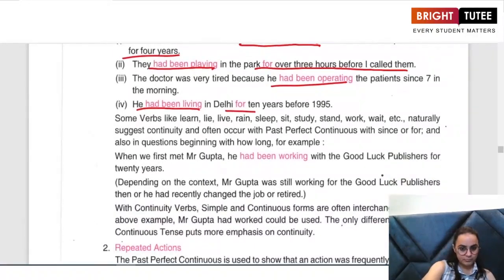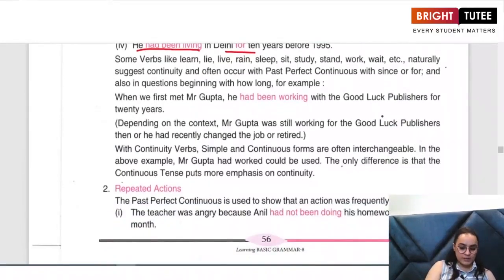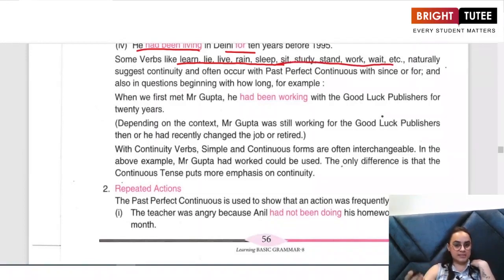Now, there are a few verbs such as learn, lie, live, reign, sleep, sit, study, stand, work, wait, etc. that naturally suggest some continuity. If I'm talking about learning or lying or living or reigning, that automatically suggests a continuity of the verb, and therefore such verbs will occur in the past perfect continuous tense along with since or for. For example, when we first met Mr. Gupta, he had been working with the Good Luck Publishers for 20 years. So when you work with somebody, there's always a continuity that you talk about, right?